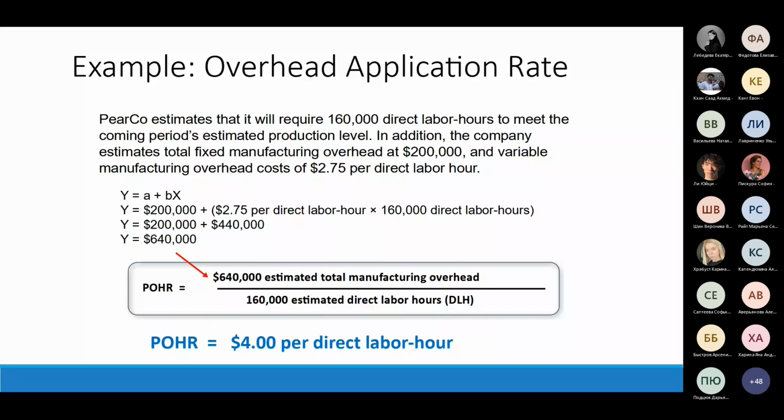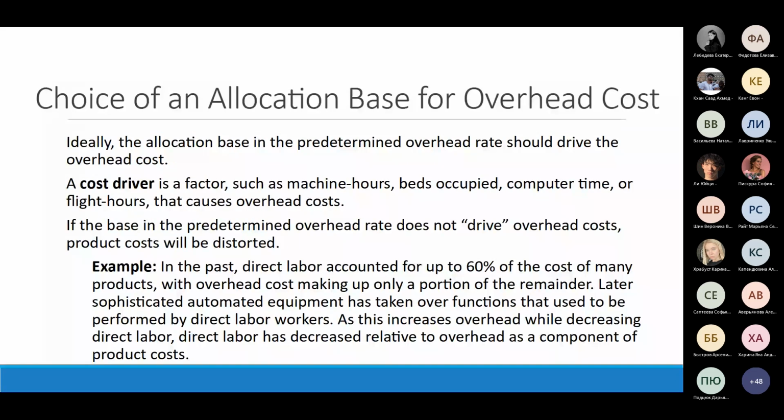So a cost driver is a factor such as machine hour, bed occupied, computer time, or flight hour that causes overhead costs. If our cost driver changes, but cost is not changing in relation to it, we have to find another cost driver, or we have to decide how many cost drivers we have in our product.